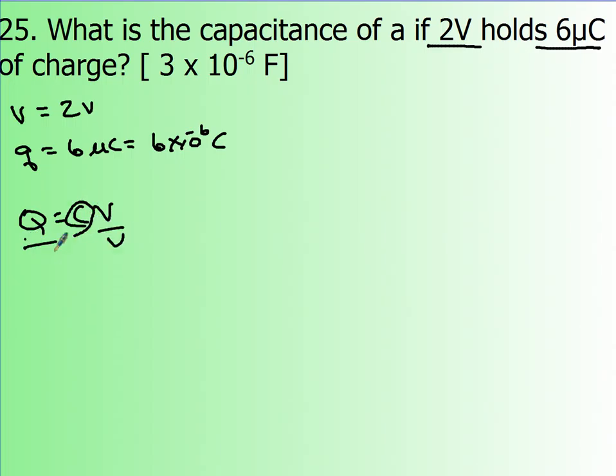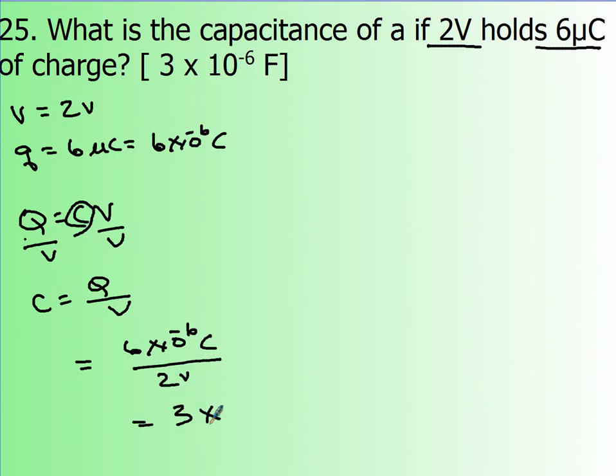So I divide both sides through by V. The capacitance is Q divided by V. So this is 6 times 10 to the negative 6 coulombs divided by the voltage of 2 volts, or 3 times 10 to the negative 6 farads.